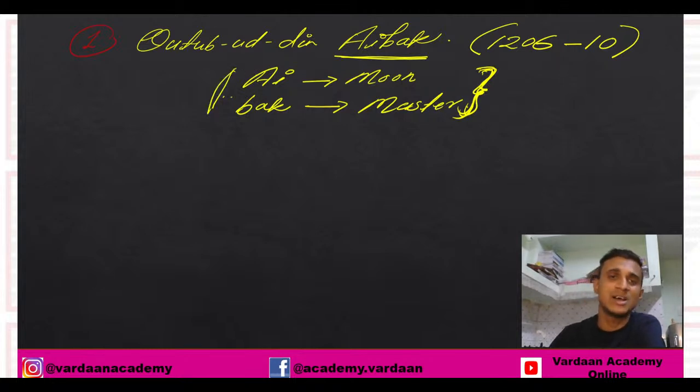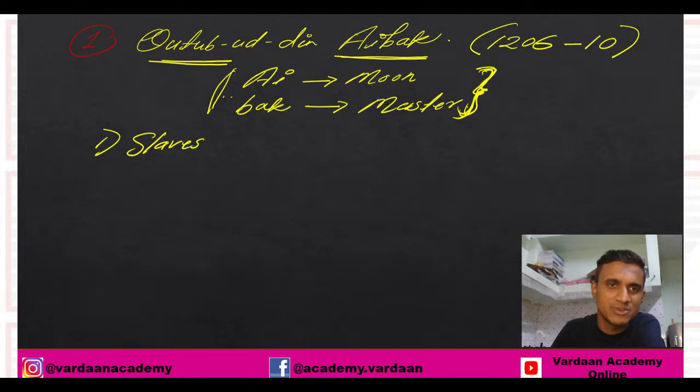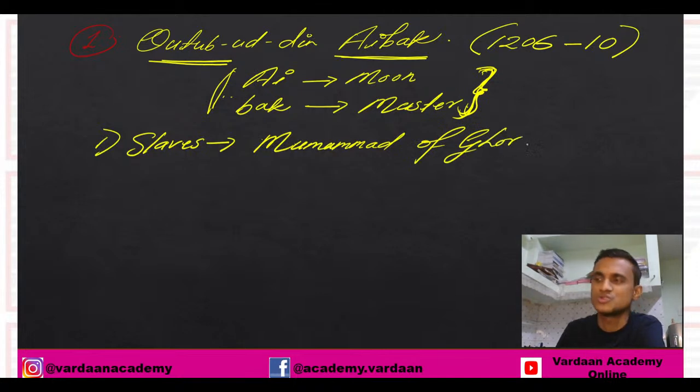Now you have to be very clear. Qutub-Ud-Din Aibak was a slave. Whose slave was he? He was the slave of Muhammad of Ghor. You also call him Muhammad Ghori. So he was the slave of Muhammad Ghori.